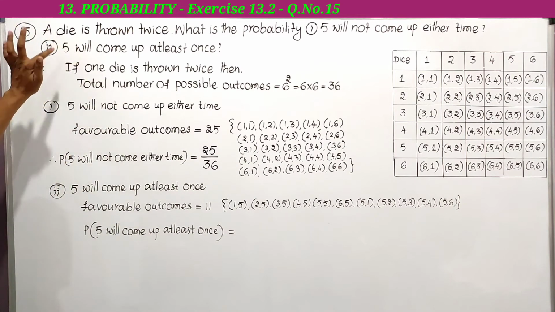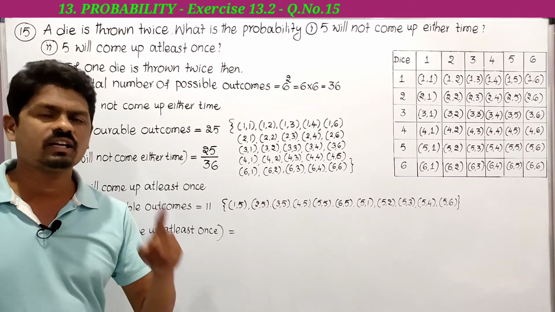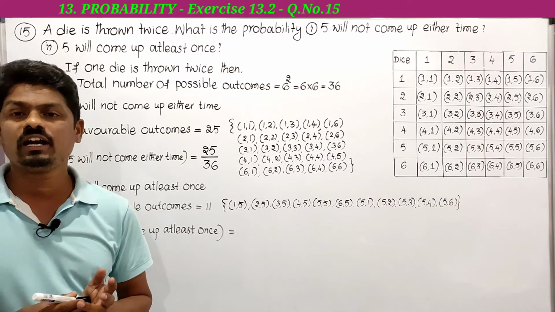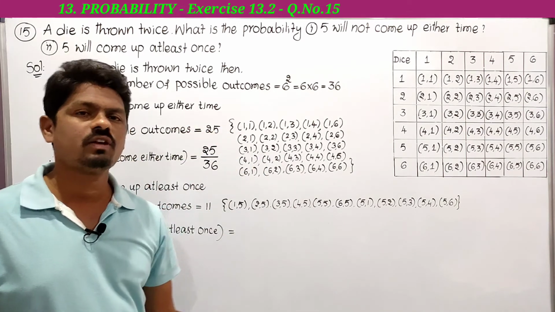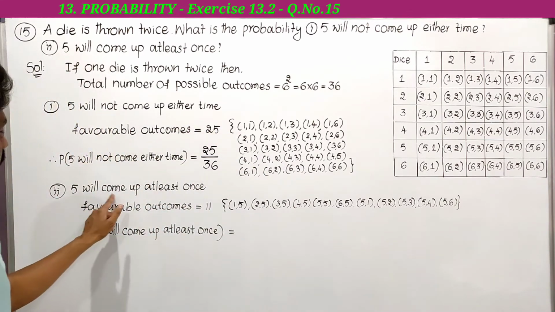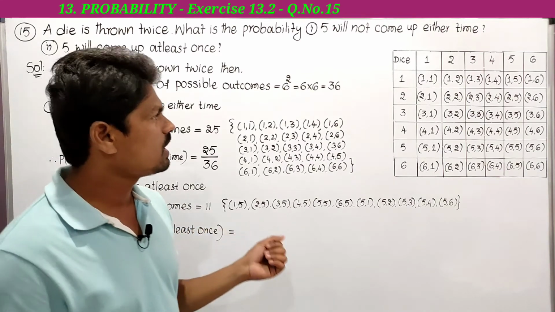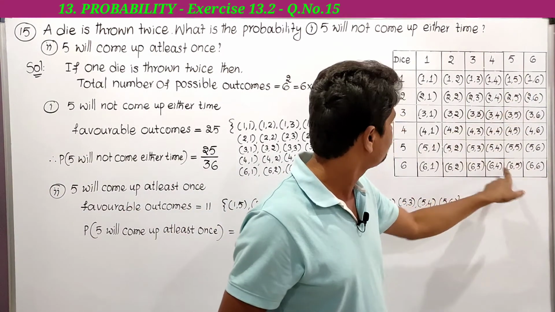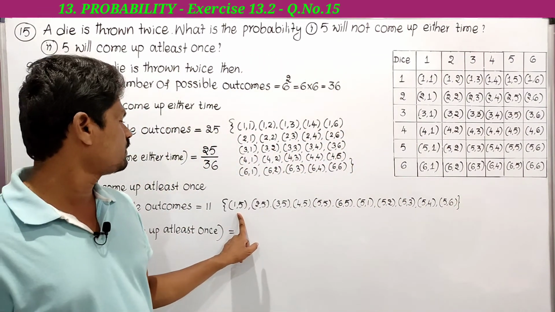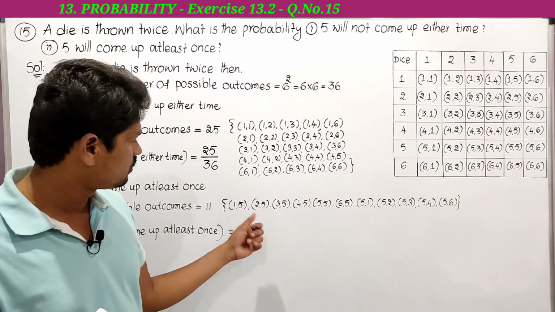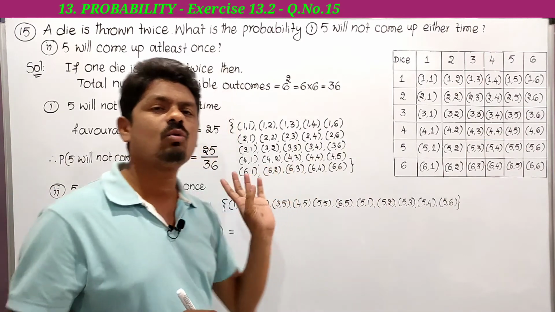So next, second one: 5 will come up at least once. He says 5 should come at least once. So now all the outcomes we removed earlier become the favorable outcomes. So 5 will come up at least once. Favorable outcomes equal to 11. So what are those 11? All these are the 11 outcomes. He says 5 should come at least once, so in what we write, 5 must compulsorily be there at least once.